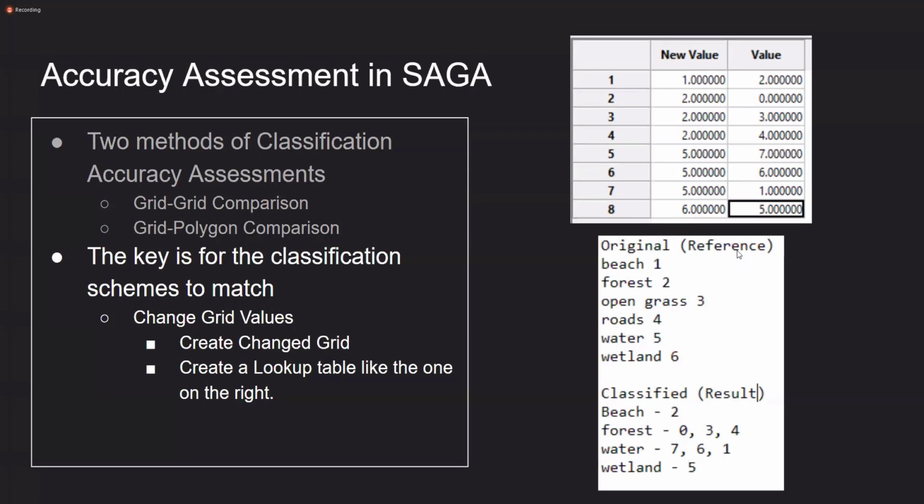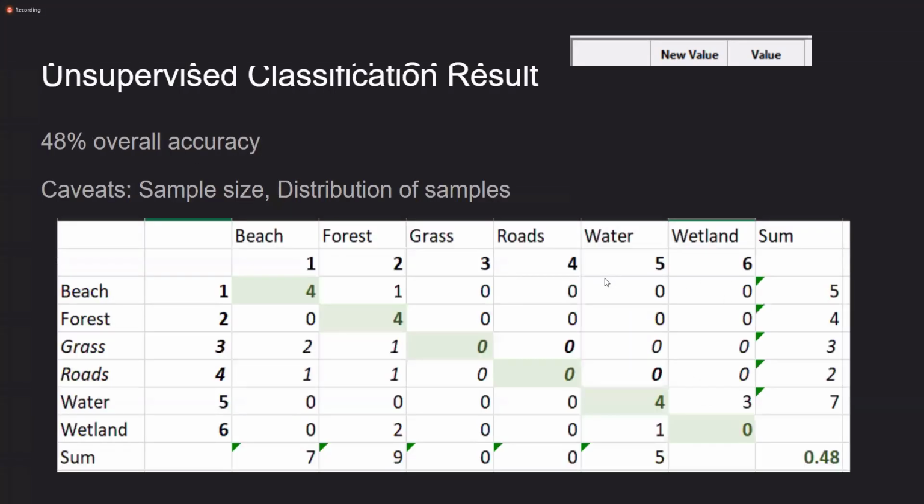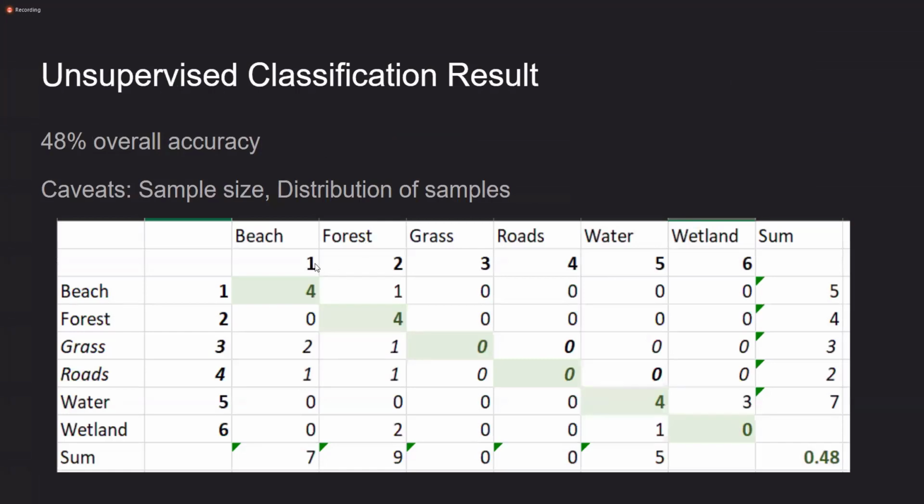I then had the classes that resulted from an unsupervised classification, so 2, 0, 3, 4, and I related those back to the verbal classes. I used the SAGA classification grid-polygon comparison, and changed the values and the lookup values to match those classes that I'd used before. And then that looks like this in the results. So then I can have class 1 and class 1, etc. I have the semantic information there as well.